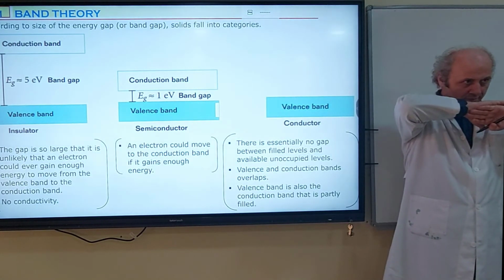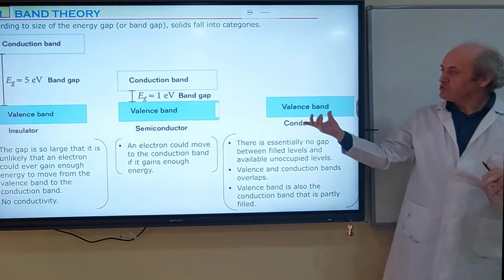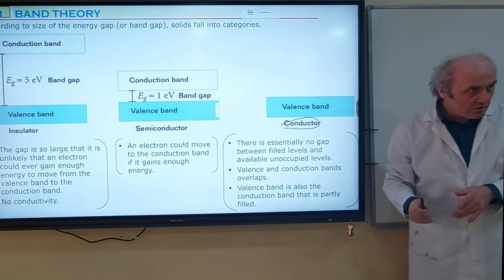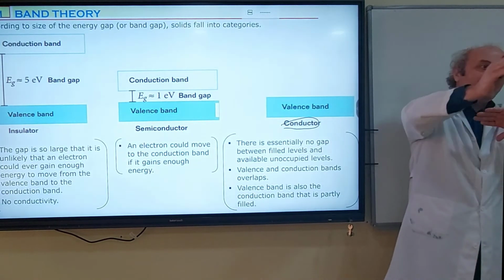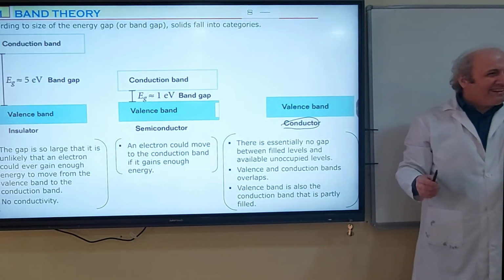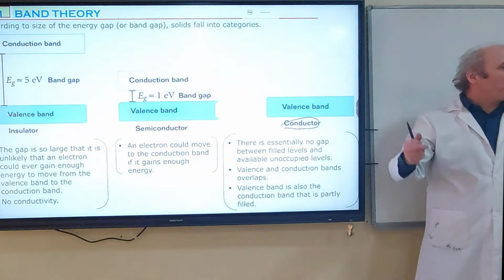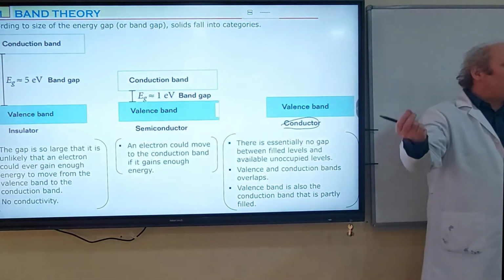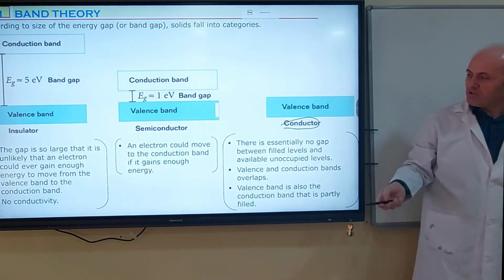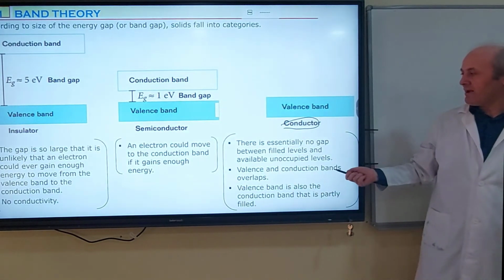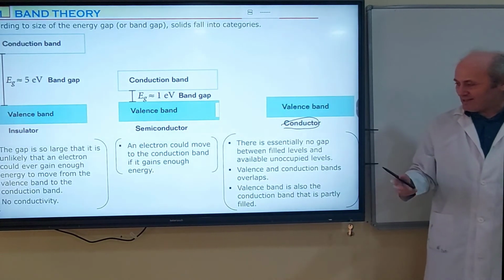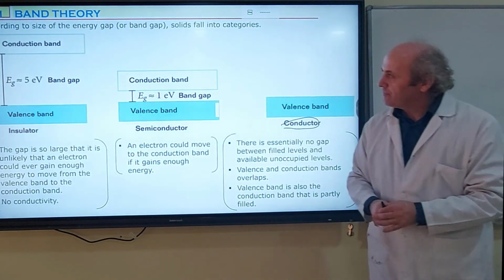So there is essentially no gap. A little, but essentially no. So no gap between valence and conduction for conductors. But they still need energy, just a bit of energy. Very little energy, 0.05 electron volts, and that is easily provided by a battery. When you connect the battery to a conductor, electric current starts, and conductivity starts. The valence and conduction bands overlap. The valence band is also a conduction band that is partly filled.